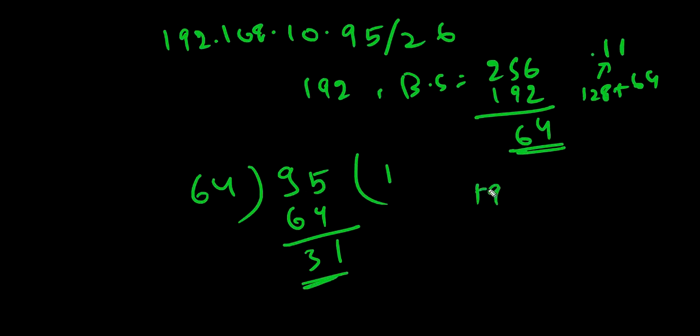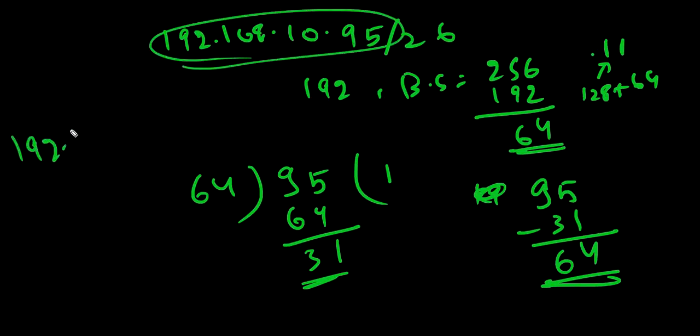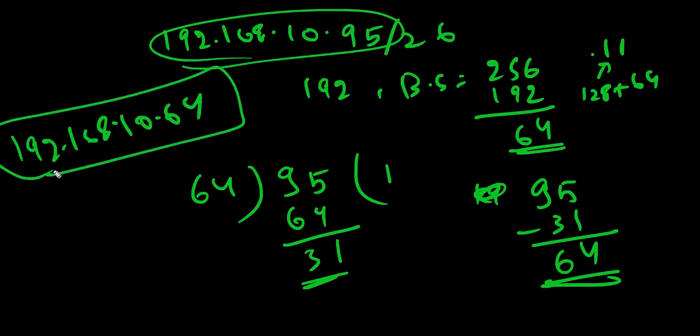95 minus 31. What will you get? You will get 64. That means the network ID of this particular IP address is 192.168.10.64, right?